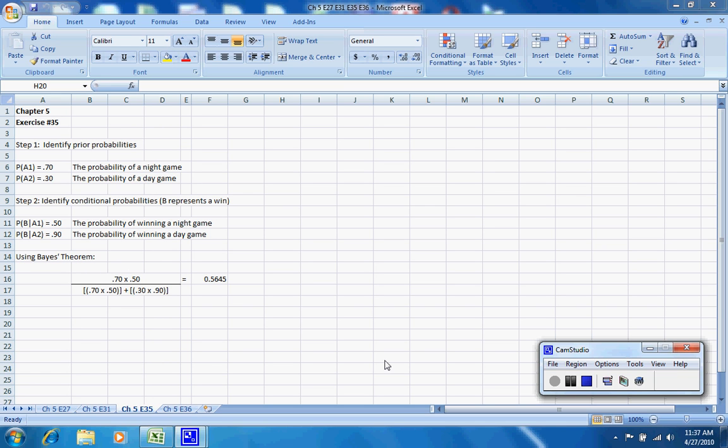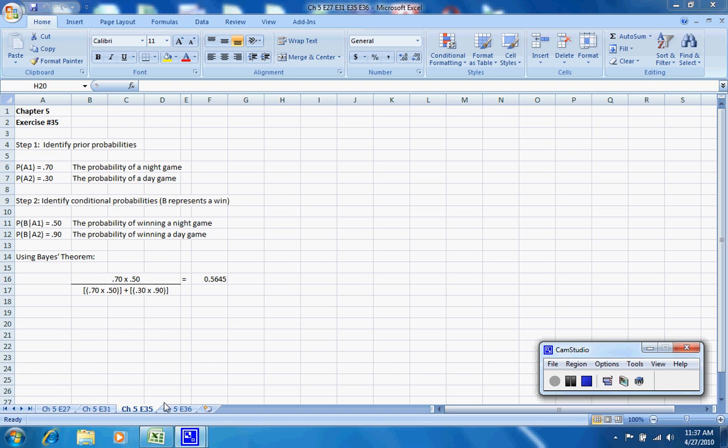All right, and once we've assigned those probabilities, we can plug them into the formula, and it's a matter of doing the math. So in this first example, we take the probability of A1, the probability of a night game, times the conditional probability of B given A1. Then we divide that by the probability of a night game times the probability of winning a night game, plus the probability of a day game times the probability of winning a day game. And you can see the result there.